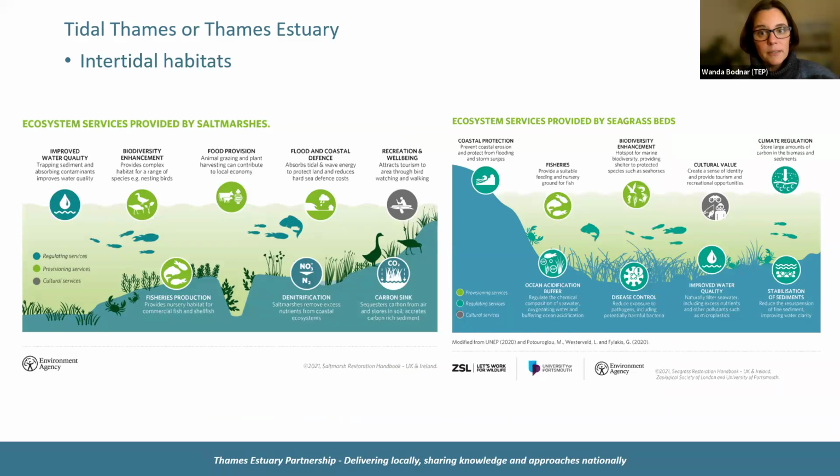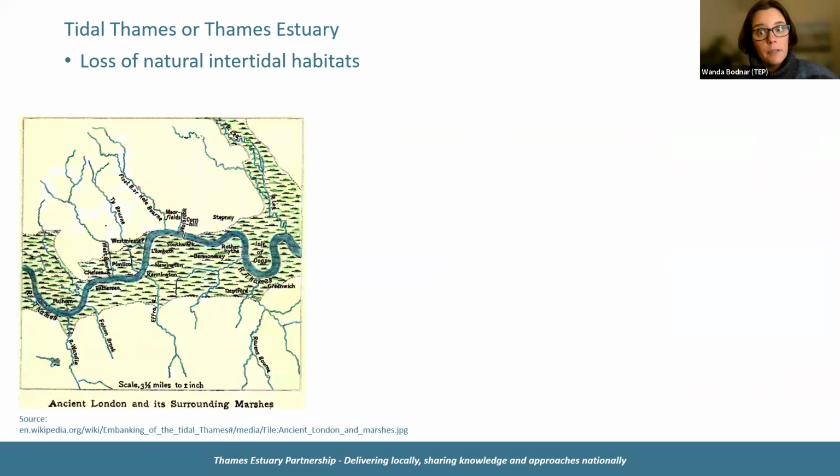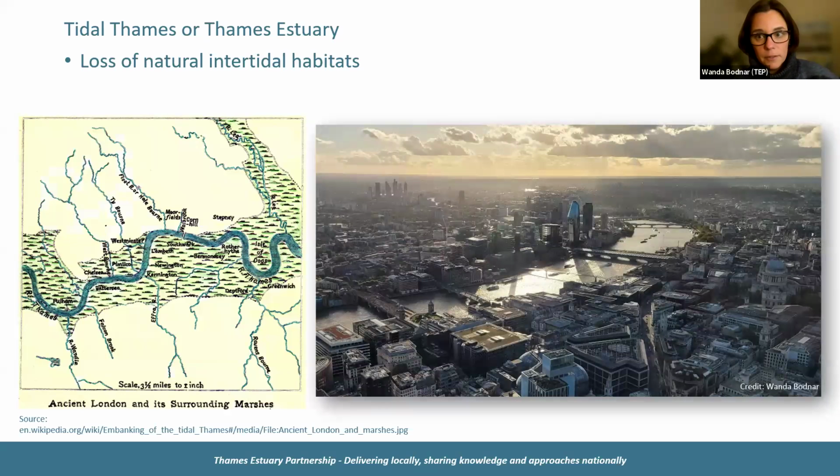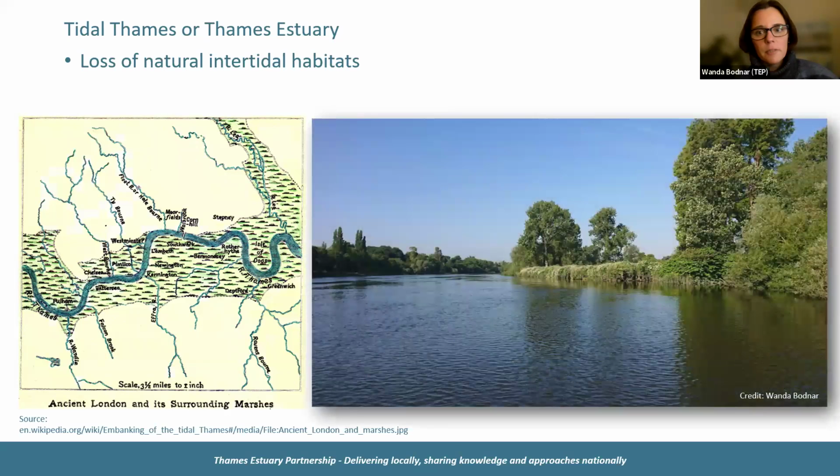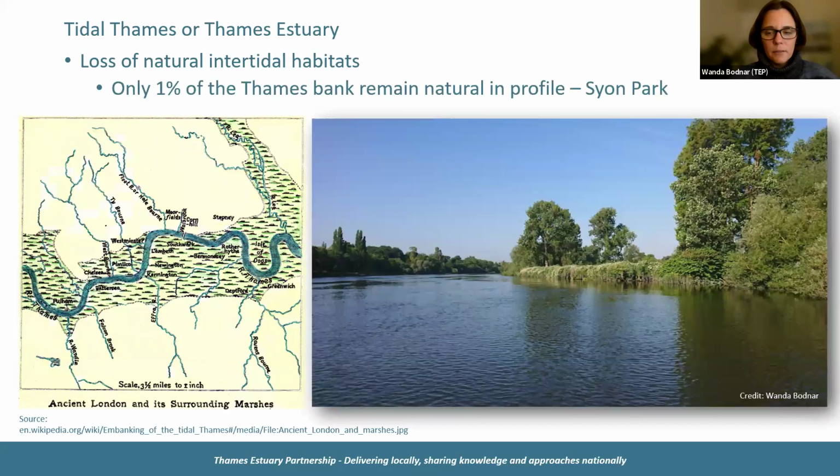And just going back to the intertidal habitats, apart from them acting as a very important nursery and feeding grounds for fish and birds, they also provide important ecosystem services for us, such as enhancing biodiversity, improving water quality, food provision, and flood and coastal defense. However, as we slowly built up the Thames foreshore, large areas of these intertidal habitats were lost, and with that, these important ecosystem services also. Today, only about 1% of the Thames bank remain natural in profile. This is the 1.3 kilometer stretch at Syon Park in West London.